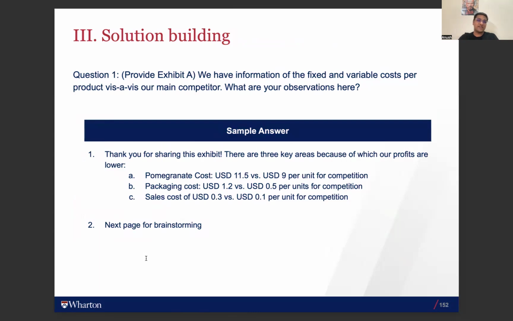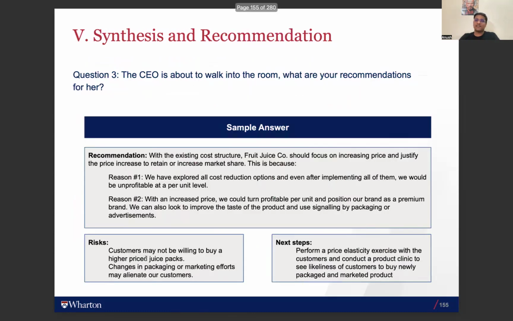Okay, so the interviewer provides you exhibit A. We'll take a look at it. And then after providing exhibit A, the interviewer will say, we have information on the fixed and variable costs per product, like per unit, vis-a-vis our main competitor. What are your observations? Okay, so you take a look at exhibit A and you analyze it, then you provide your observations. So let us take a quick look at exhibit A.